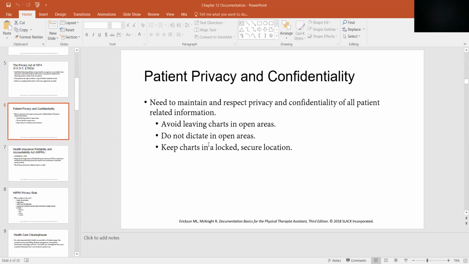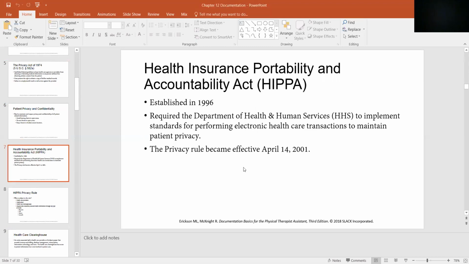We need to maintain and respect privacy and confidentiality of all patient-related information. You don't leave charts in open areas. Do not dictate in open areas. Keep the charts in a locked and secured location. And then when we're talking about electronic medical records or electronic health recording, there's some rules that go along with that as well. So the HIPAA Act was established in 1996.